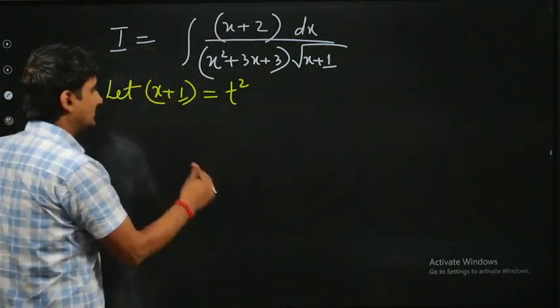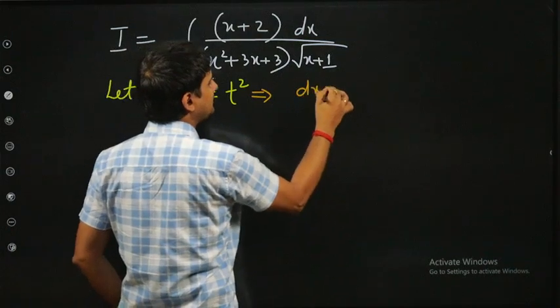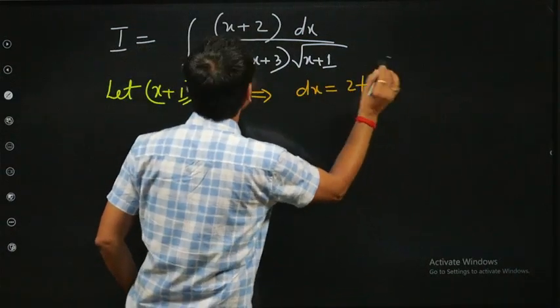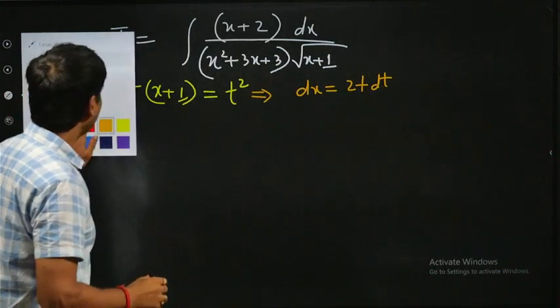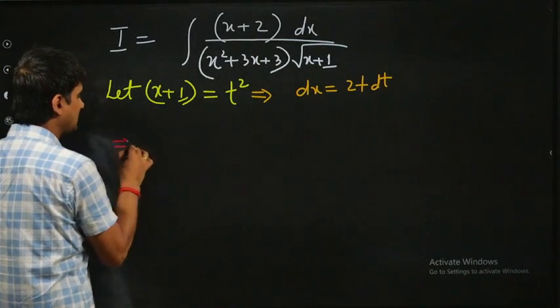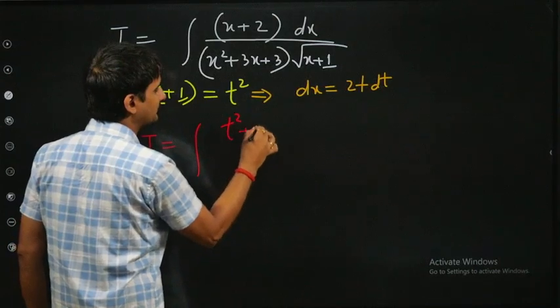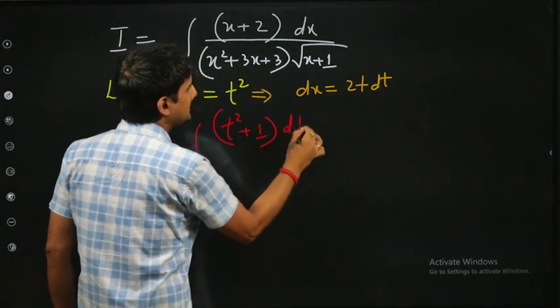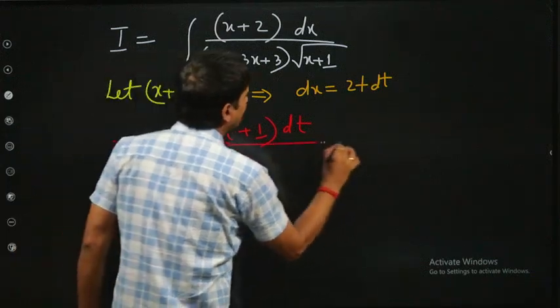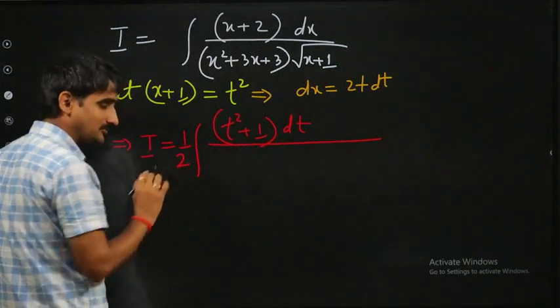Of course, we need to replace dx also, so differentiating both sides we get 2t dt. Now let's replace wherever we have x by t. So x is t square minus 1, therefore the integral I is t square plus 1 dt. And then of course 2t will be in the denominator, so 1 by 2 we have t.